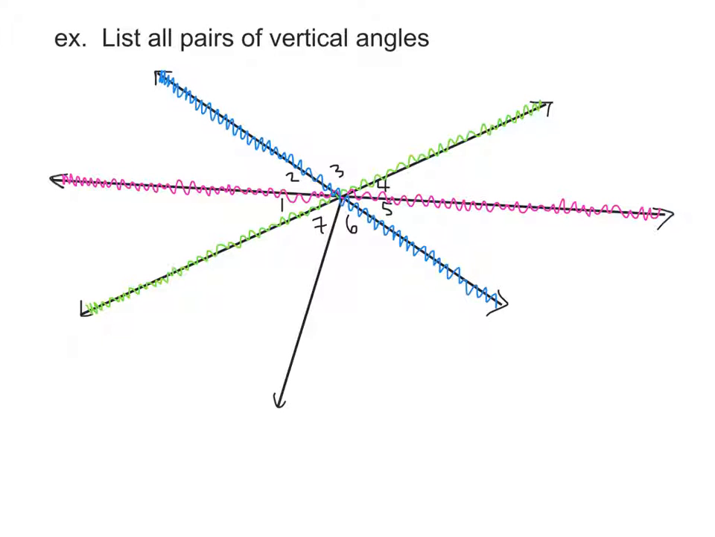Need a hint? Here's what I've done. I've traced each line in a different color. So when you're looking for vertical angles, you should be matching the colors.